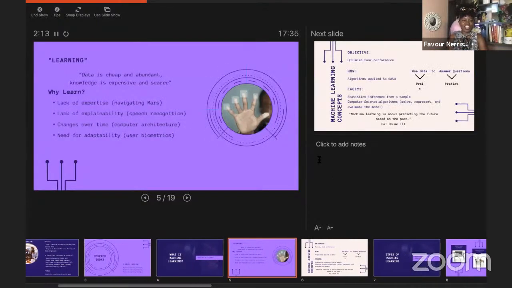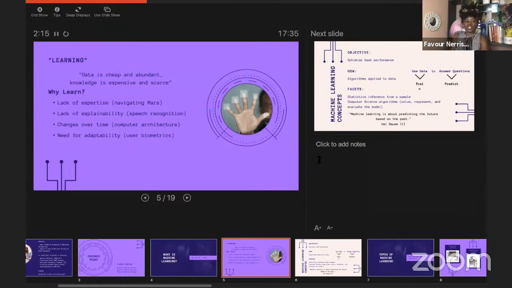Okay, so first up, learning. Why do we choose to learn? We choose to learn because data is cheap and abundant. Knowledge is expensive and scarce. So a lot of you might be very familiar with the concept of the hierarchy of information, going from the rawness of information at data to building up to knowledge and all the way up to even wisdom. So data in its raw format, there's an abundance of it, hence why you always hear the term big data when you're studying data science or learning about machine learning.